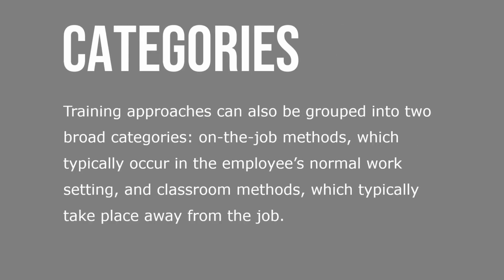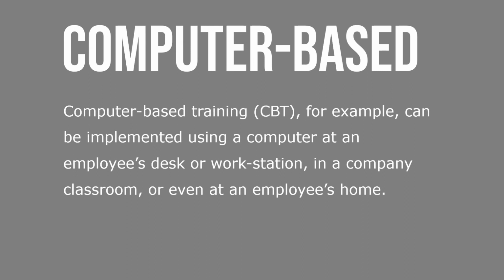Training approaches also can be grouped into two broad categories: on-the-job methods, which typically occur in the employee's normal work setting, and classroom methods, which typically take place away from the job. Computer-based training, CBT for example, can be implemented using a computer at an employee's desk or workstation, in a company classroom, or even an employee's home.